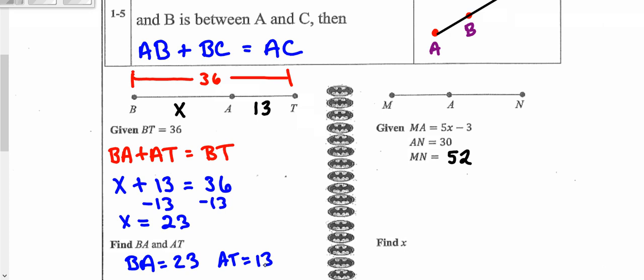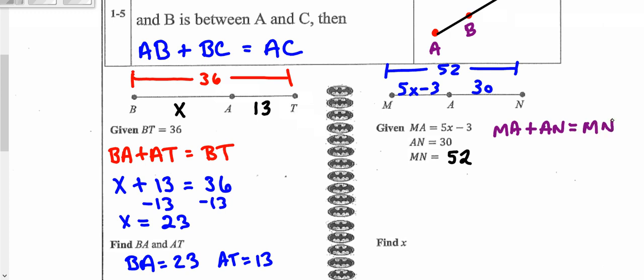Let's take a look at this next example. So M to A is 5x minus 3. So I'm going to write that right here. 5x minus 3. A to N is 30. Then it says M to N is 52, so that's the whole thing. So we've got our part, MA, plus our part, AN, is equal to MN.